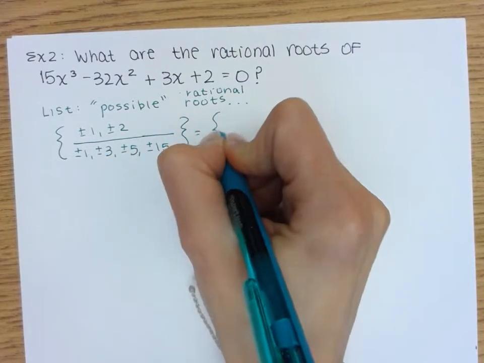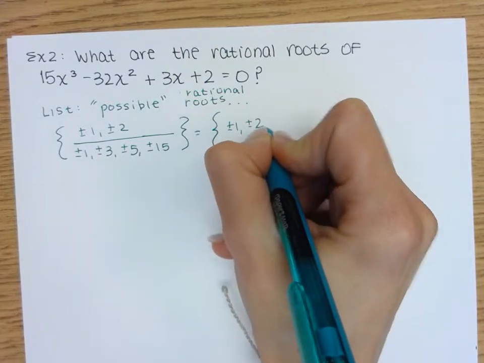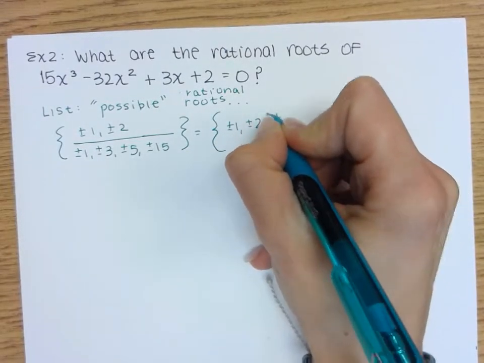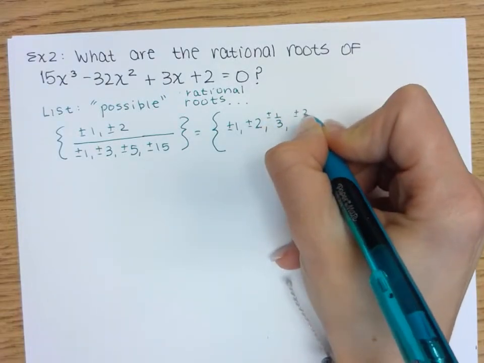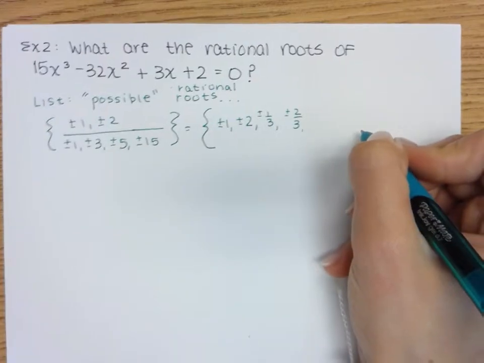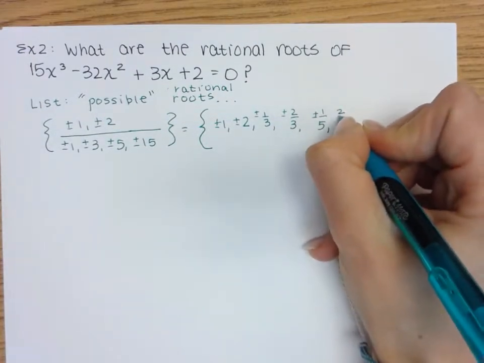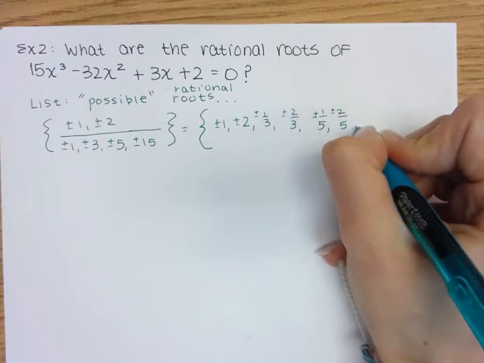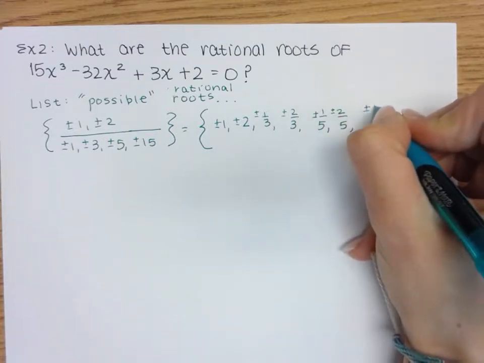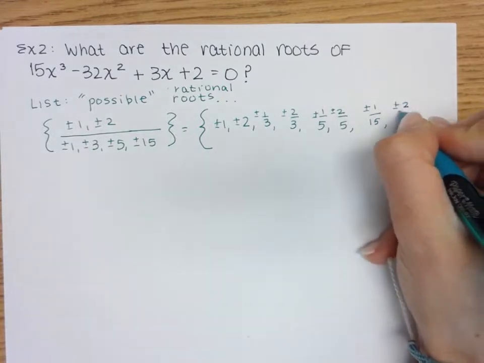Now, if I write that a little bit better, that gives me 1, 2, 1/3, 2/3. These are all positive and negative. What else do we have? Sorry. 1/5, 2/5, and last, plus and minus 1/15, plus and minus 2/15.